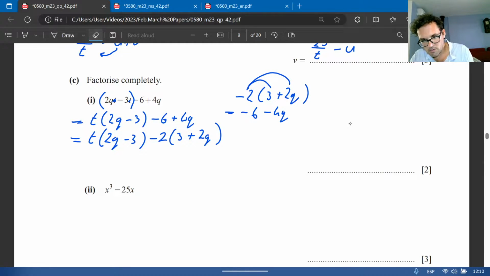So if I want to do this right, I need to put a minus there. Now it's correct, okay? Because if I expand it again, minus 2 times minus 2q gives me plus 4q, and that's what we need to have. But I suspect there's something else going on here, because can you see these brackets are very similar?